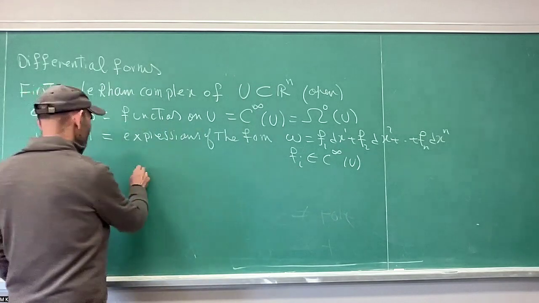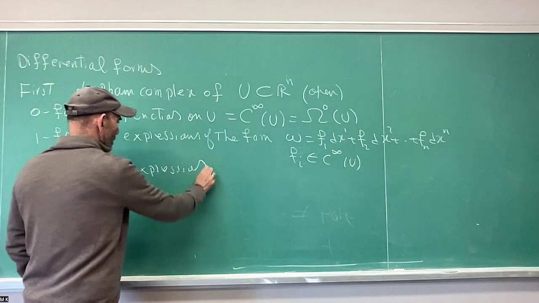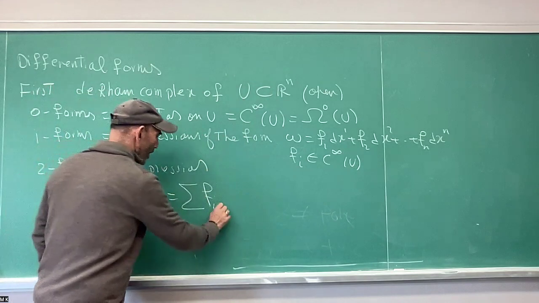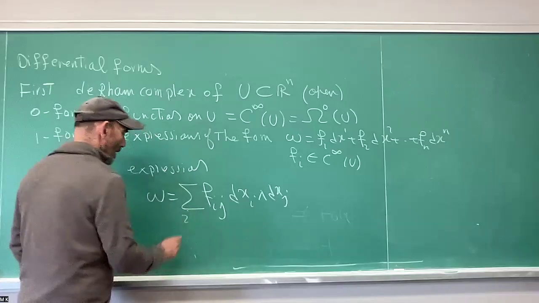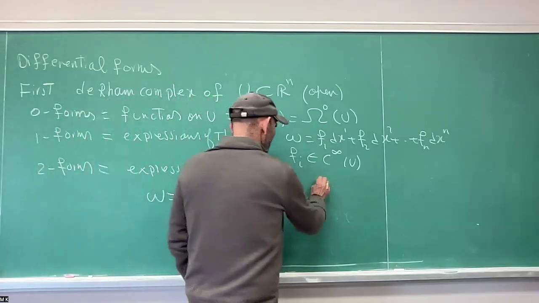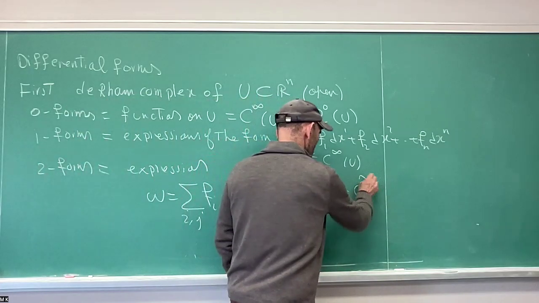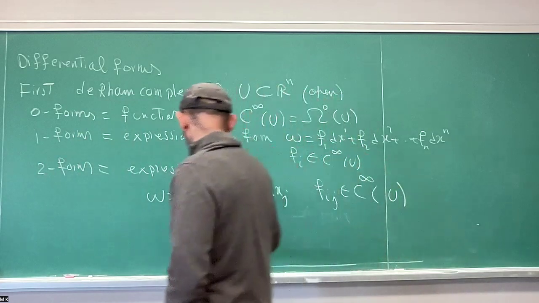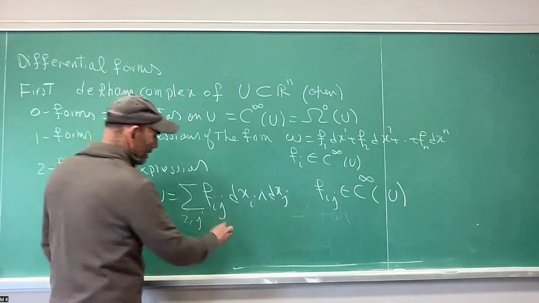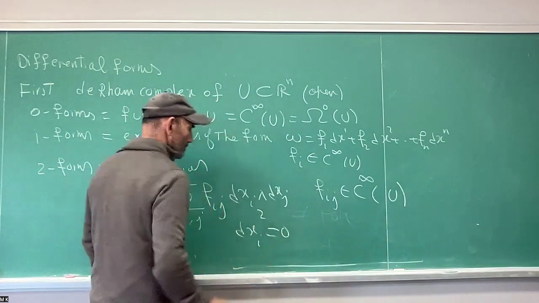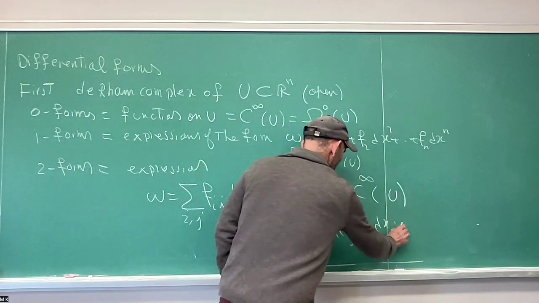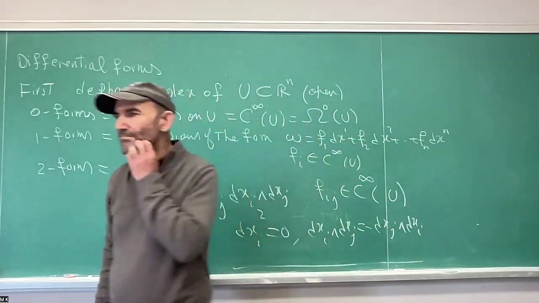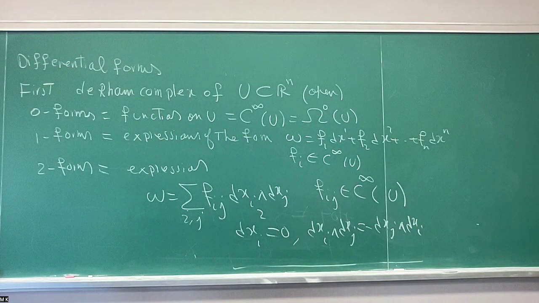These are expressions of the form omega equal to the sum of Fij dxi wedge dxj. So we sum over i and j, and the Fij are smooth functions. And there is a rule here that we have to observe, namely dxi wedge dxi is equal to 0, and dxi wedge dxj is equal to minus dxj wedge dxi. What is the wedge? It's just a notation now, but that doesn't matter. You can define it in more complicated ways, but at the end, that's what you have to remember.